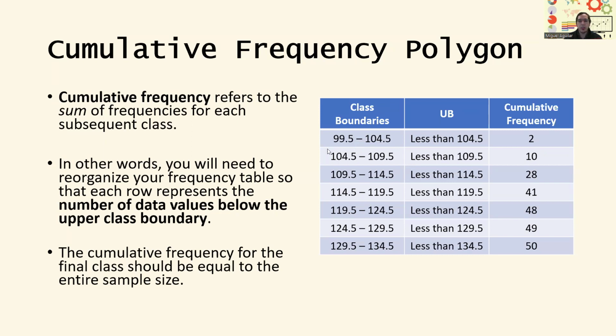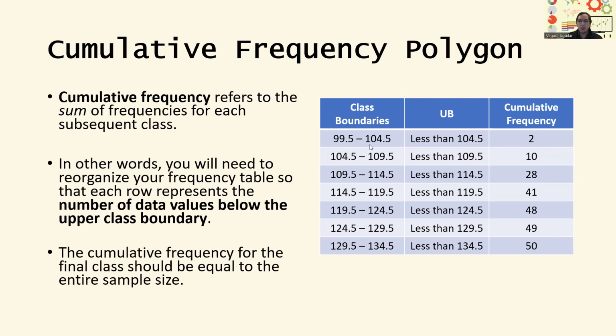Let's go ahead and count them. 1, 2, 3, 4, 5, 6, 7 classes. Okay. Now, what I mean by the cumulative frequency counts the sum of frequencies for each subsequent class, I mean that you will need to reorganize your frequency table so that each row, as we go down the table, represents the number of data values that are below the upper class boundary.